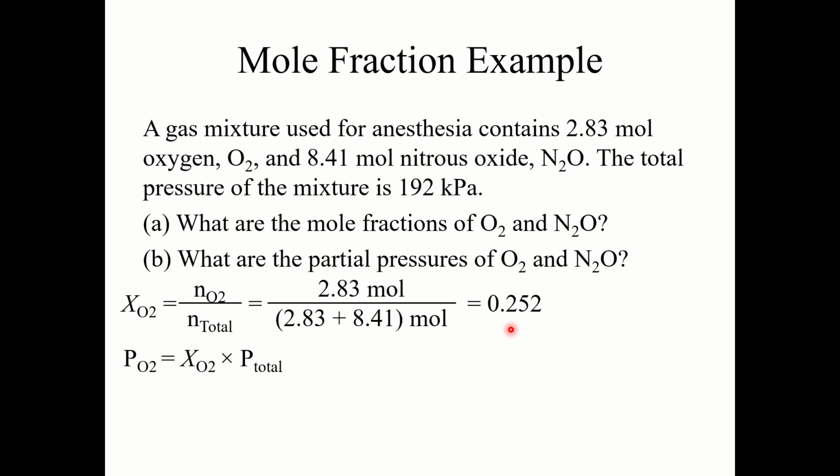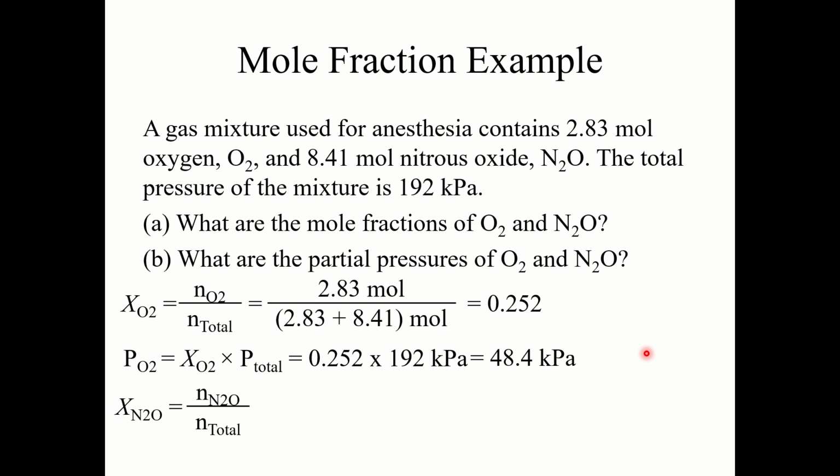So then to find the pressure of oxygen gas, so I'm kind of jumping ahead to B here. To find the partial pressure of oxygen gas, I would take the mole fraction of oxygen gas and multiply by the total pressure of the mixture. So 0.252 times 192 kilopascals. This gives 48.4 kilopascals. Now I'm just going to repeat that process for nitrous oxide.